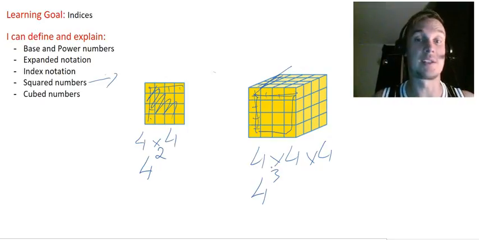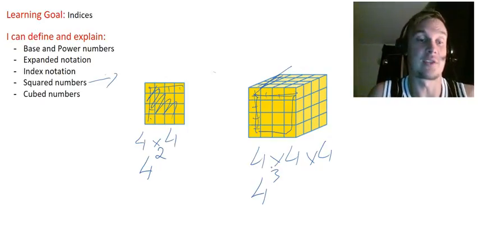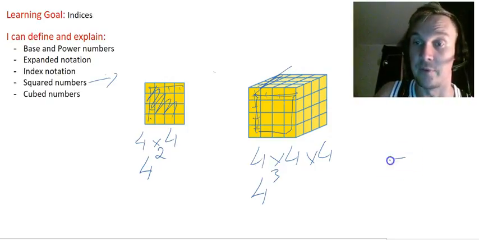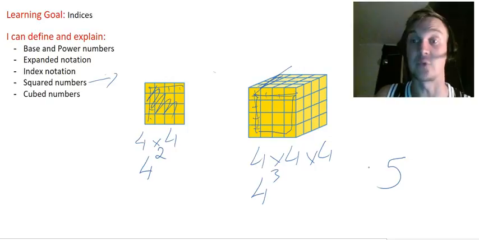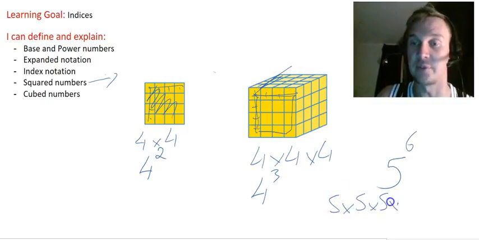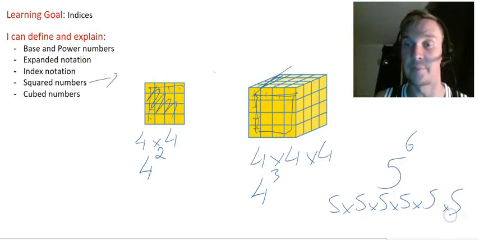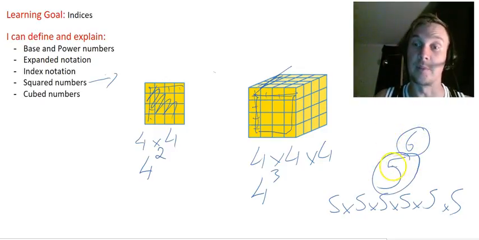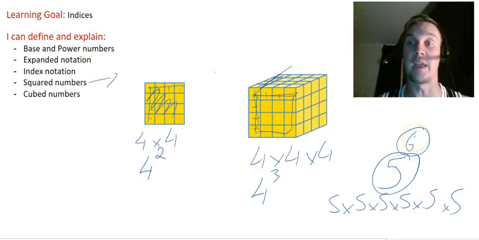Now these numbers aren't just squared or cubed, they could be anything. We could have a base number of 5 and an index or power number of 6. That would be, in expanded notation, 5 times itself 6 times: 5 times 5 times 5 times 5 times 5 times 5. So whenever you have a base number and an index or power number, you multiply the base number by itself that many times.